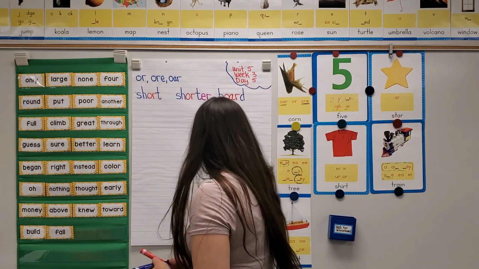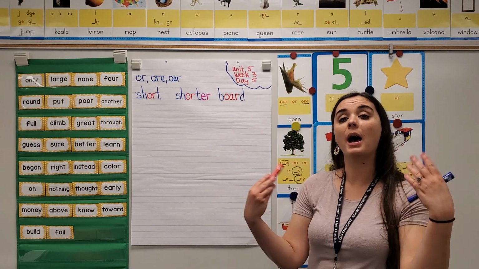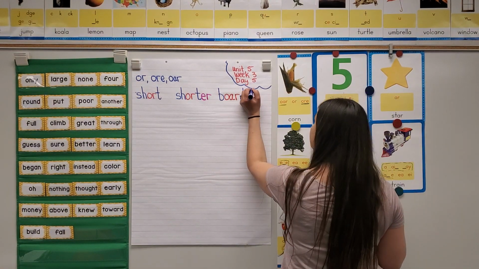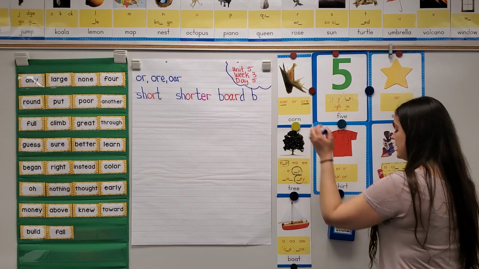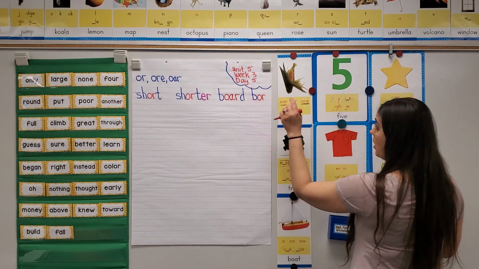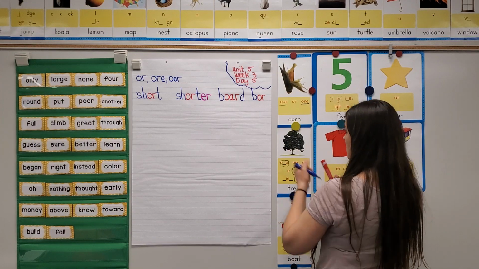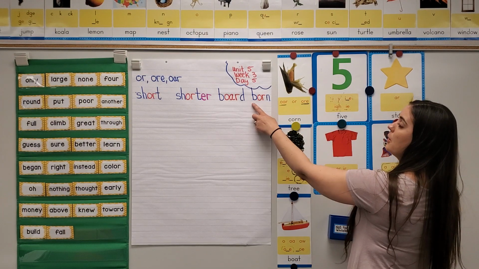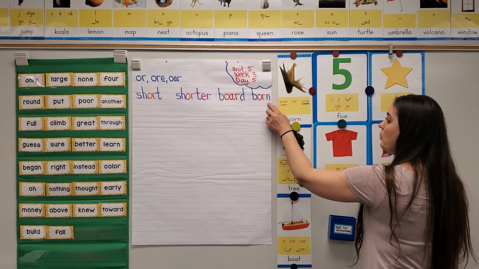All right, next word, born. Your turn. Ba, or, born. B says ba, O-R, or, and D says let's blend. Ba, or, born.